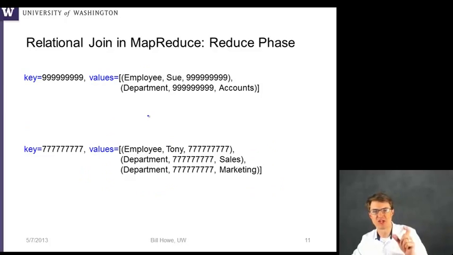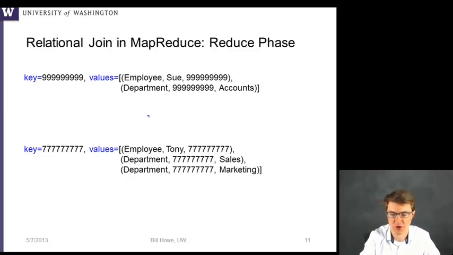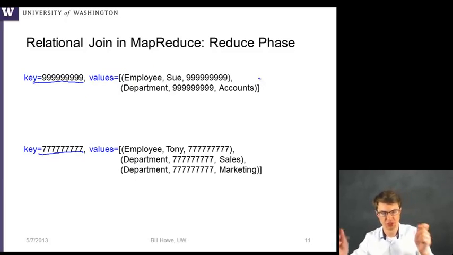Well, everything with the same key gets lumped together, as we talked about, and so now you get a reducer invocation, one reducer invocation for every unique key. So in this case, it'd be one for 999, and so on, and one for 777, and so on. And the list of values associated with that key will be all the tuples that share the same join key. Now, it doesn't matter what relation they came from. They'll all be in this list.